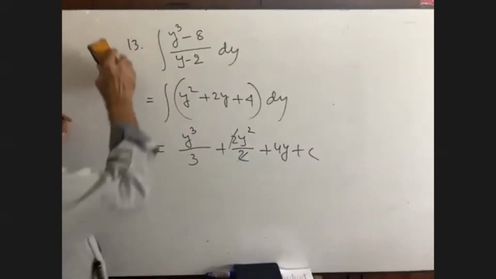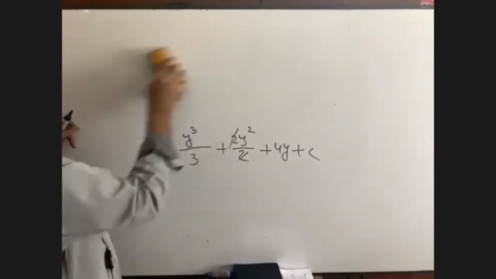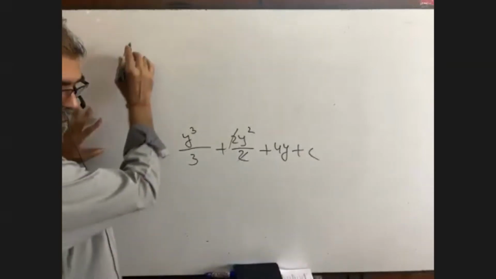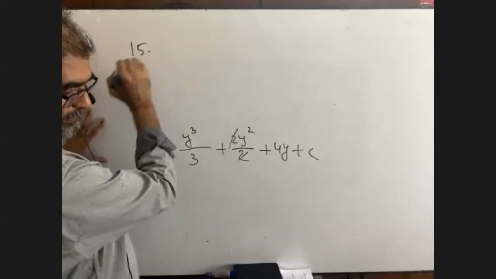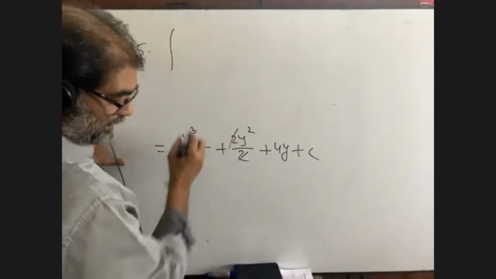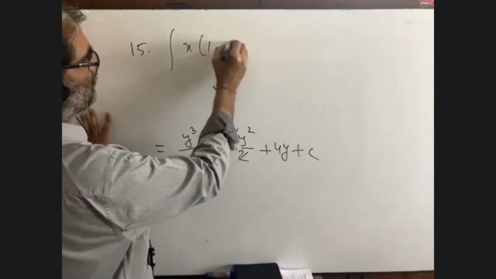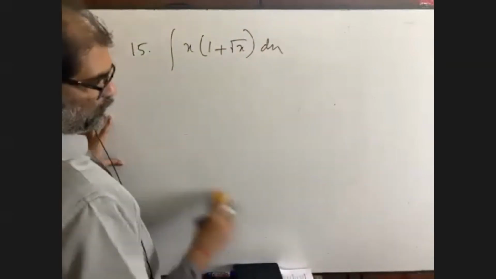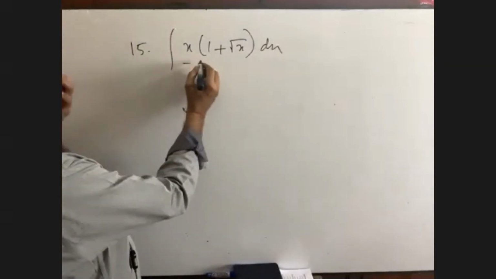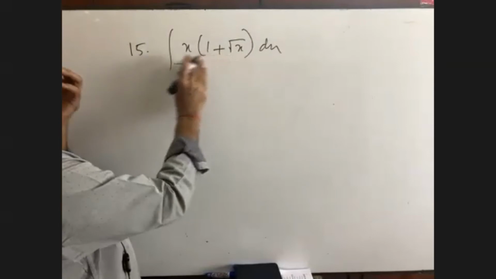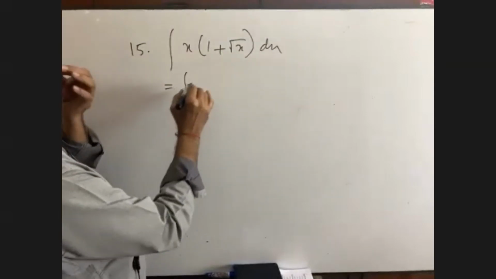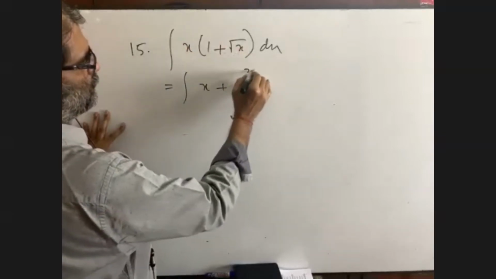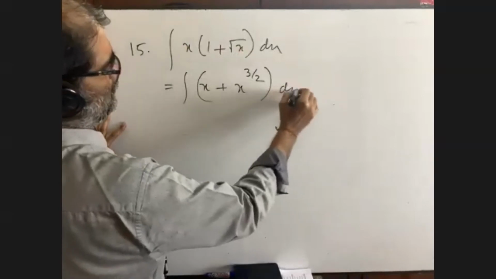So you all are getting a lot of maths with fun. It is really very, very easy. Now we are going to question number 15. Integration of x into 1 plus root x dx. Can we do? Don't be afraid of. We don't know the formula of multiplication. So what we should do? We just multiply: x plus x into this 1 half, x to the power 3 by 2. Now I think you can do it.